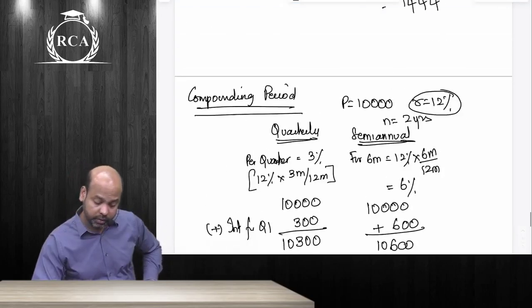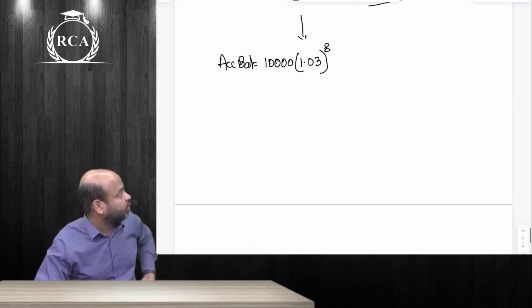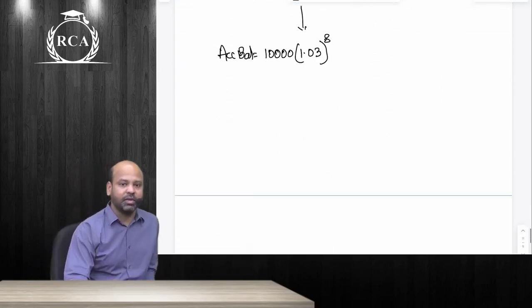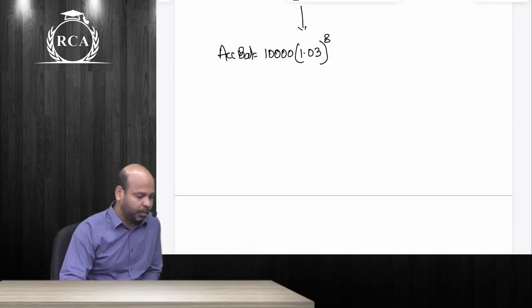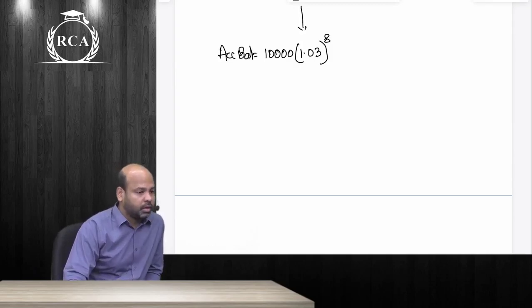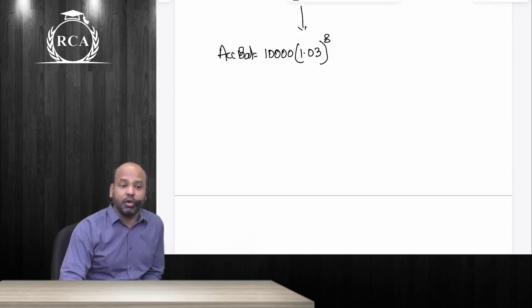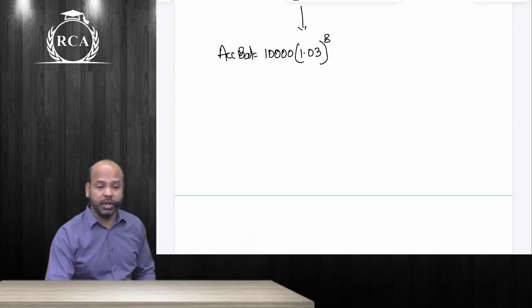Yes, beta. So, are we all clear about this, guys? So, example 1 में क्या बोल रहा था beta? It was 10,000 rupees at the rate of 3%. Why did I write whole power 8? Compounding is being done every quarter beta in a span of 2 years. There are going to be 8 quarters.